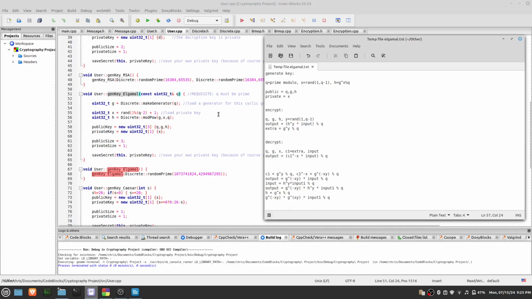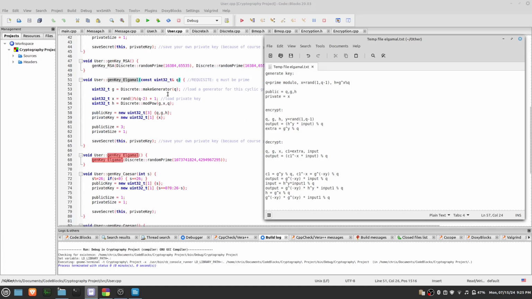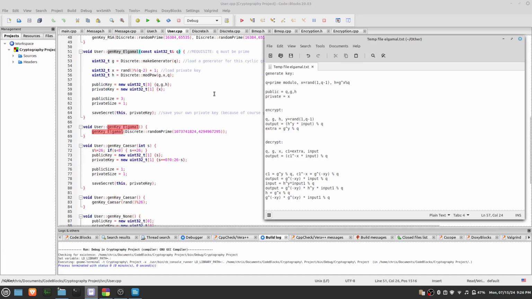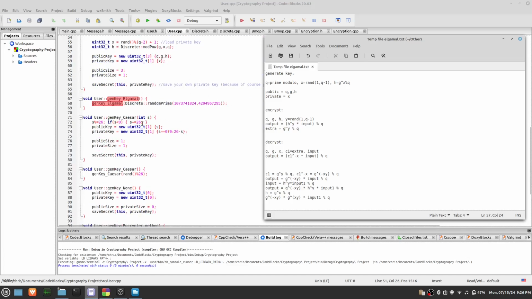We take H, which is the generator to the power of X mod Q. X is part of the private key, so if you wanted to find X, you literally have to take a discrete logarithm: find the logarithm of H base G modulo Q, which is believed to be as hard as prime factorization. But anyways, then we store the public key and the private key and save the secret.